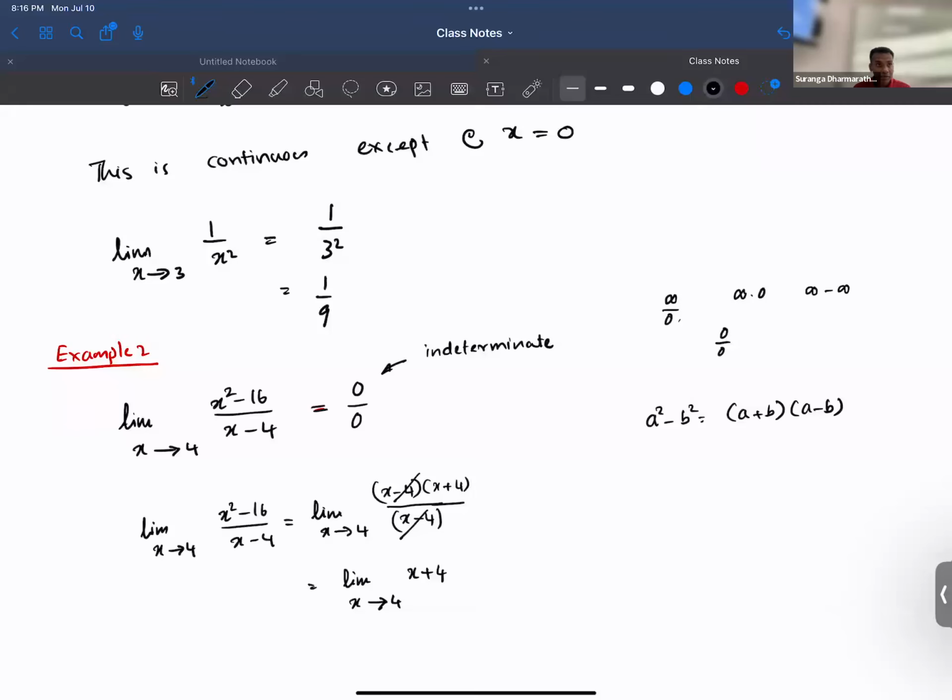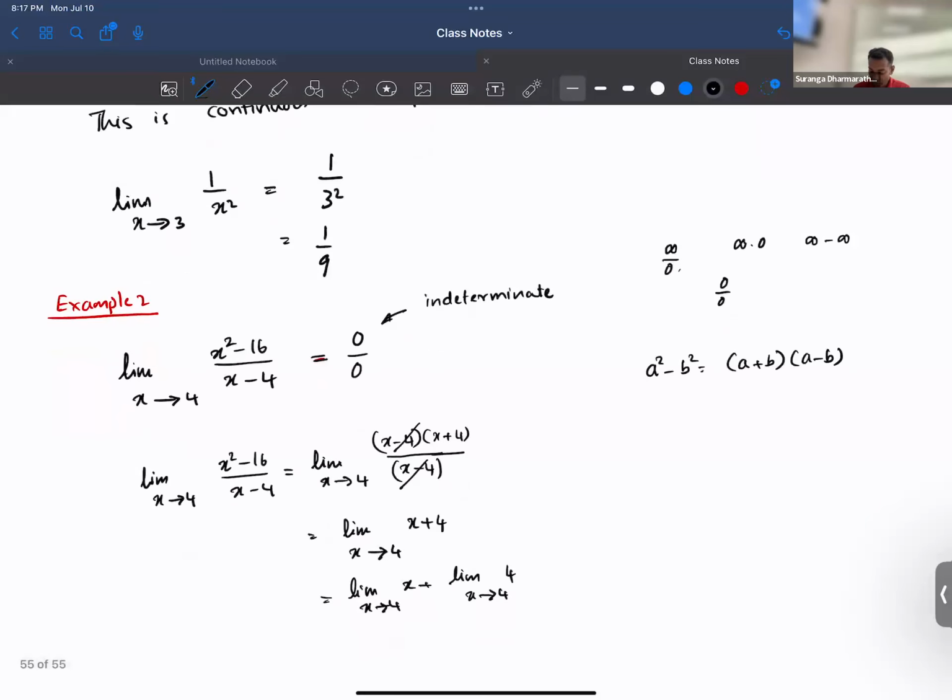Can we find the limit now? You can use basic limit laws, the summation law across x and 4, right? You get limit x goes to 4 of x plus limit x goes to 4 of 4, right? And this is what? 4 plus 4, which is 8. Does that make sense?